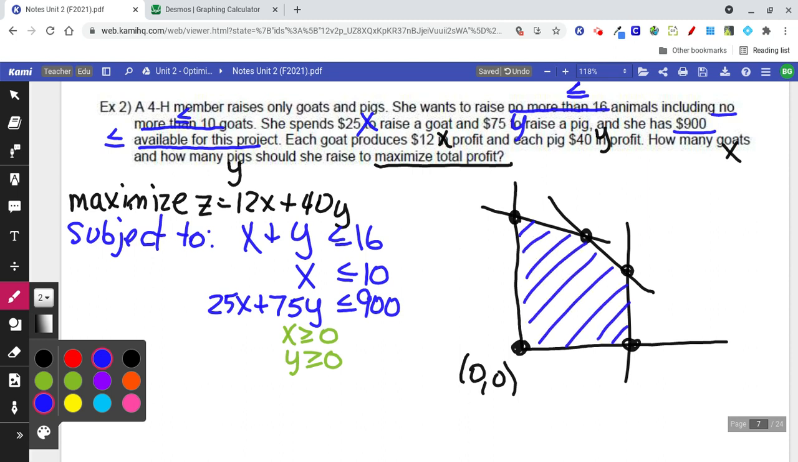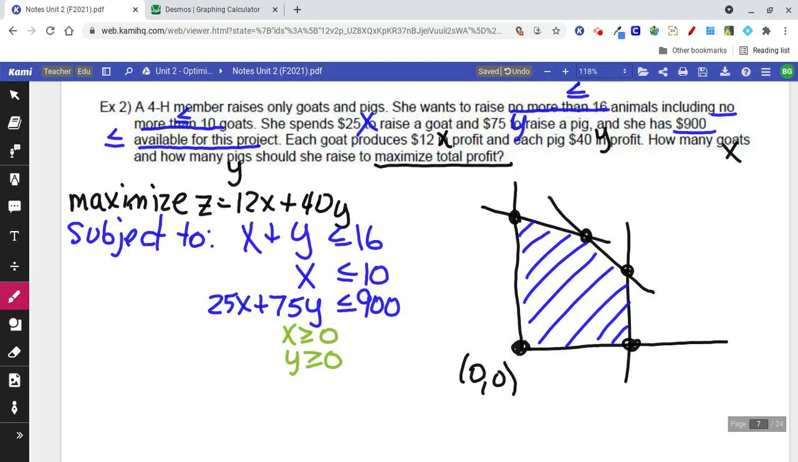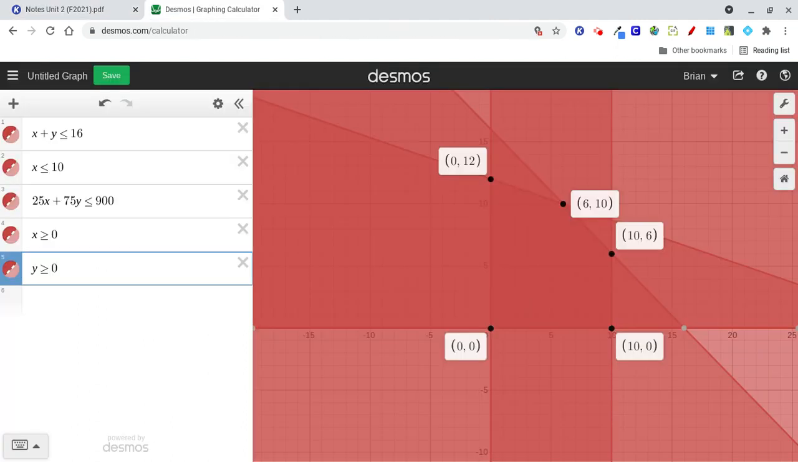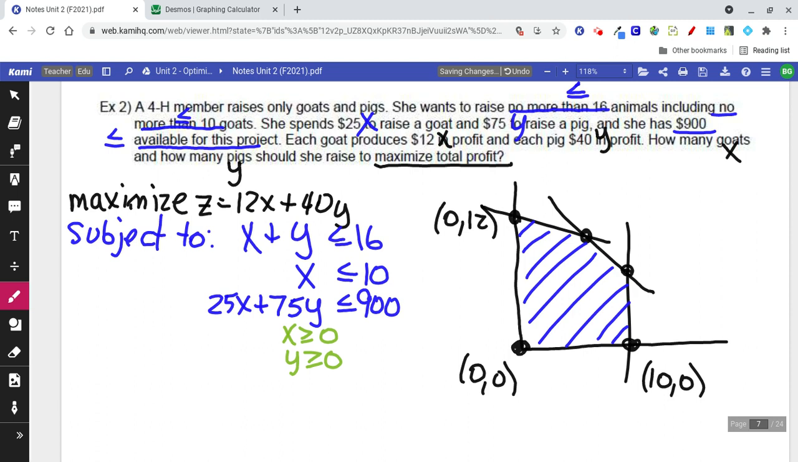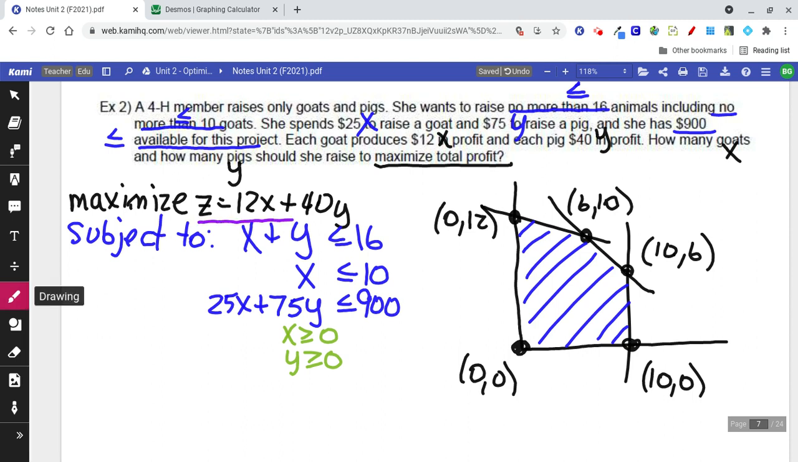What's weird is I don't really care about any of those other points. I only care about the corner points. 0, 12, 10, 0, 6, 10, and 10, 6. Okay, those are my corner points. Take those corner points and plug them into the objective function.